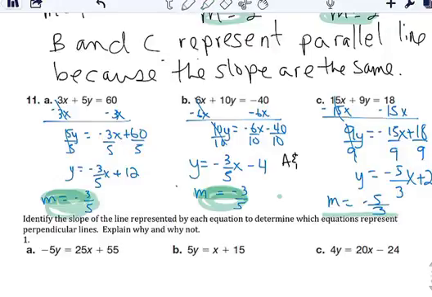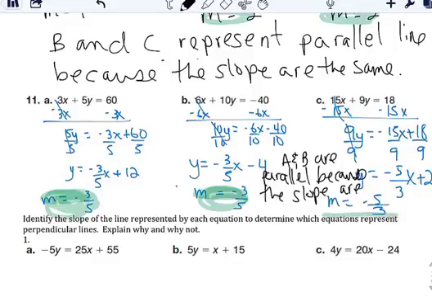I was thinking of perpendicular. Perpendicular, it wouldn't be perpendicular either because it's not opposite. It's both negative. So they're not going to be perpendicular either. It has to be opposite and reciprocal. Because they're all negative, none of them are perpendicular. So A and B are parallel because the slopes are the same.